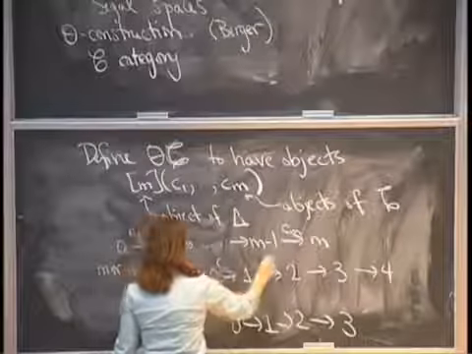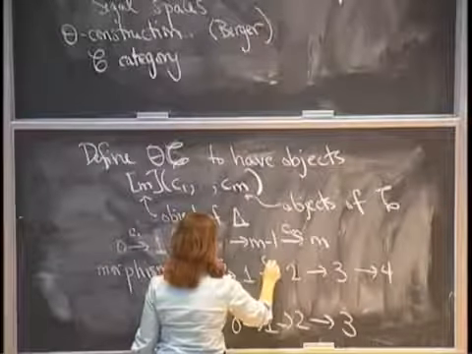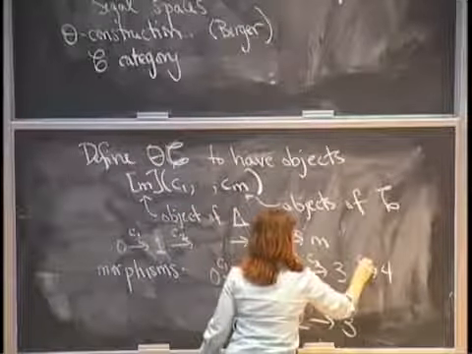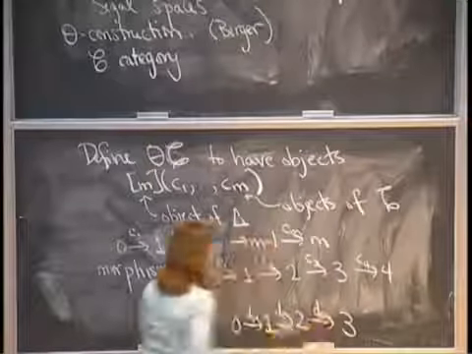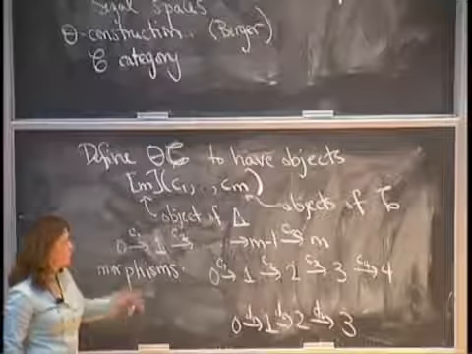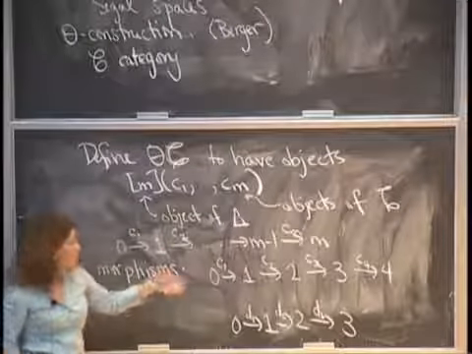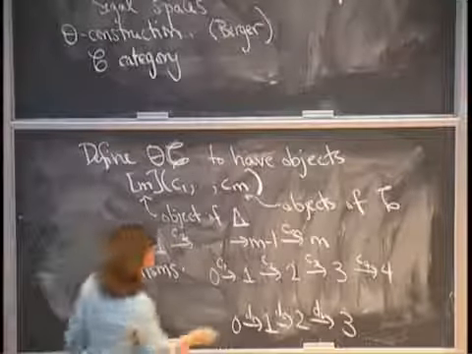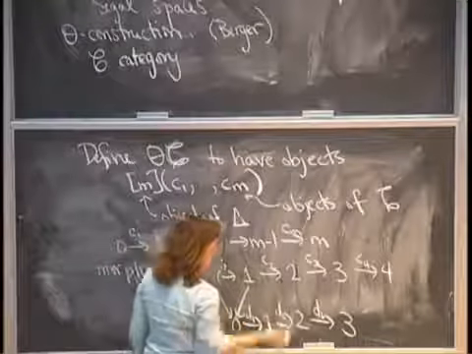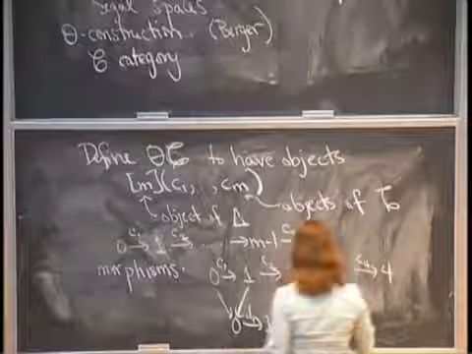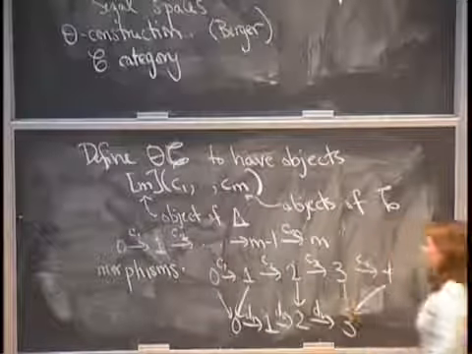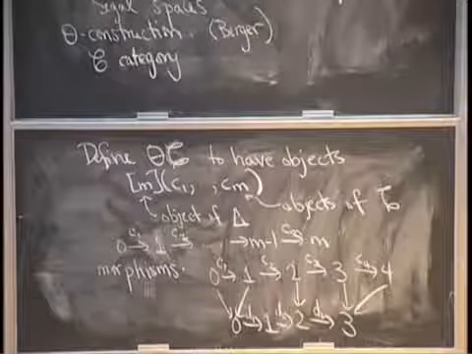So maybe here I have some C1 up to C4, and then down here I have maybe D1 up to D3. So this is first going to be given by a morphism in delta from 4 to 3. So maybe I like this one here. Okay, so that's the first piece of information.